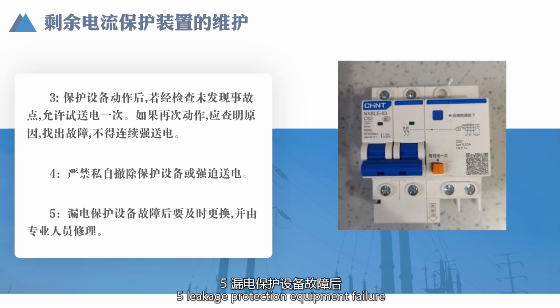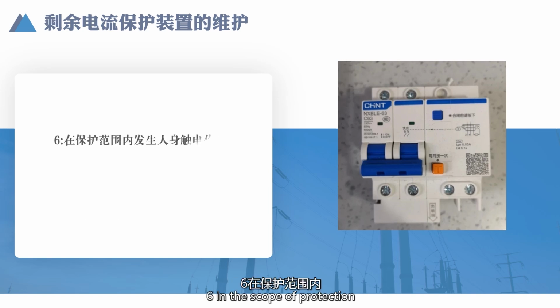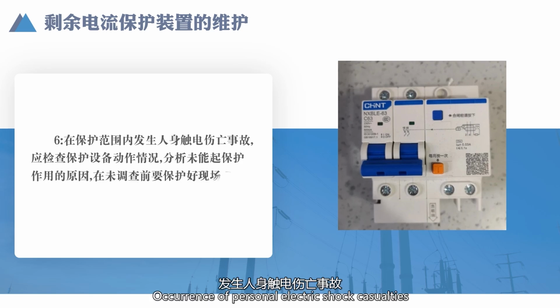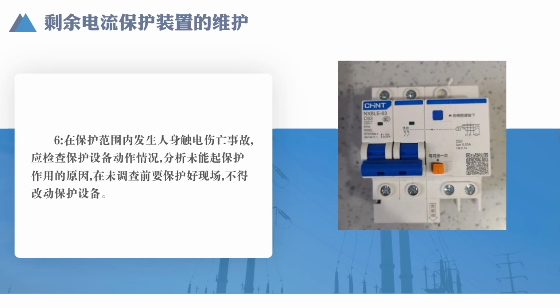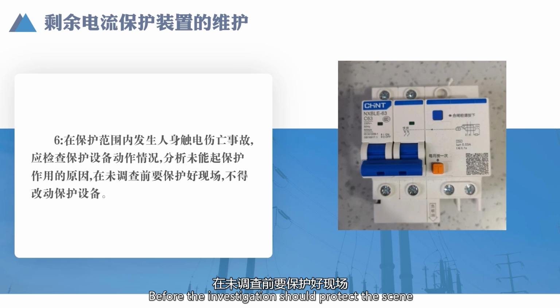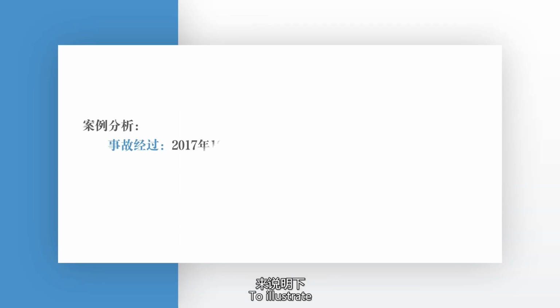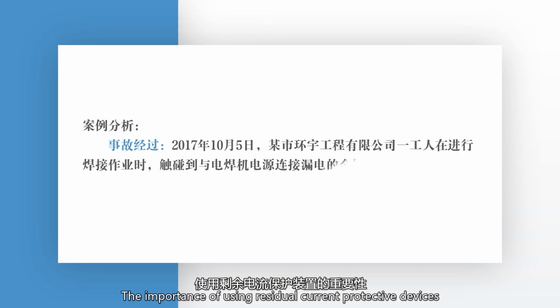5. Leakage protection equipment failure should be replaced in a timely manner and repaired by professionals. 6. In the scope of protection, occurrence of personal electric shock casualties should check the action of the protective equipment. Analyze the reasons for failure to protect. Before the investigation should protect the scene, do not change the protection equipment. The following from a construction case and a civilian case, to illustrate the importance of using residual current protective devices.